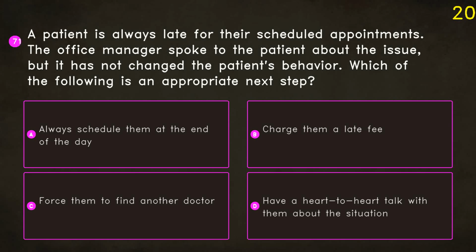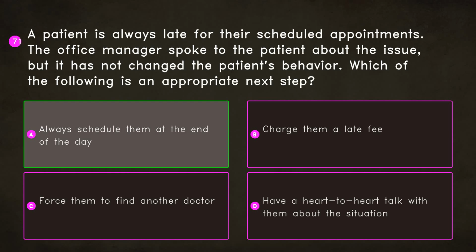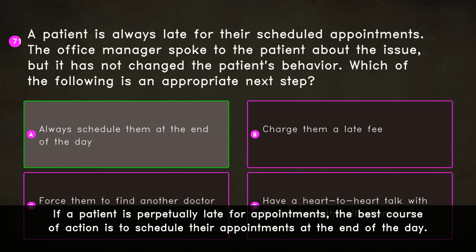Question 71. A patient is always late for their scheduled appointments. The office manager spoke to the patient about the issue, but it has not changed the patient's behavior. Which of the following is an appropriate next step? A. Always schedule them at the end of the day. B. Charge them a late fee. C. Force them to find another doctor. D. Have a heart-to-heart talk with them about the situation. The correct answer is always schedule them at the end of the day. If a patient is perpetually late for appointments, the best course of action is to schedule their appointments at the end of the day.